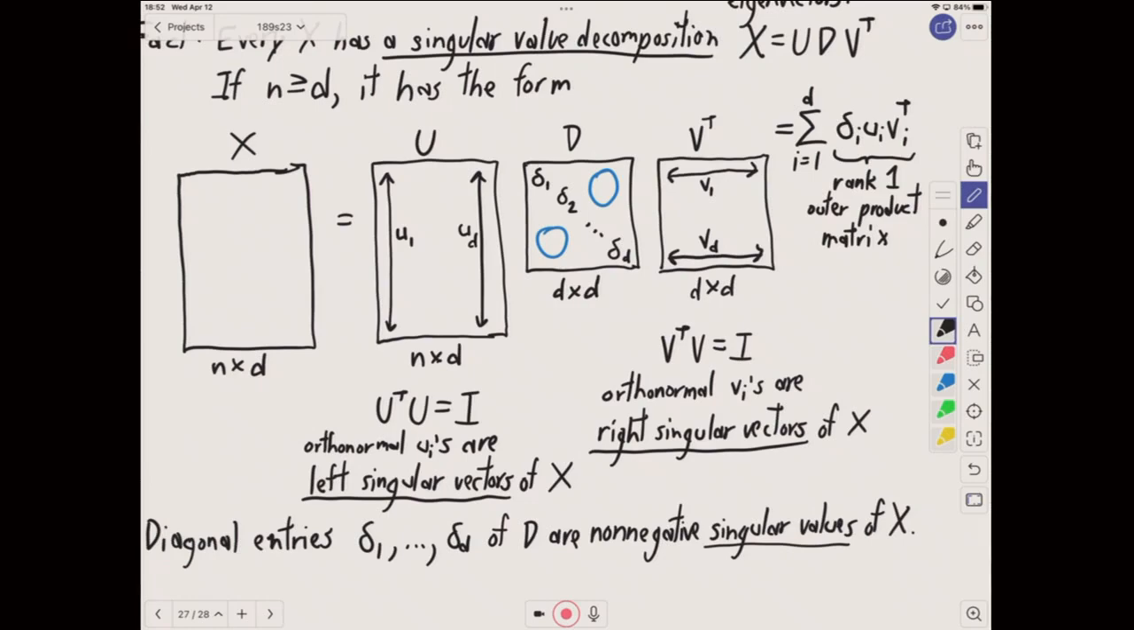The number of non-zero singular values is equal to the rank of the matrix X. So for instance, let's suppose X is a centered design matrix for a bunch of points that all lie on a line. Then X is going to have rank 1, because all the points lie on a one-dimensional subspace. You're going to get just one singular value that's non-zero. And if your centered data matrix lies on a subspace of dimension R, then you get R non-zero singular values.